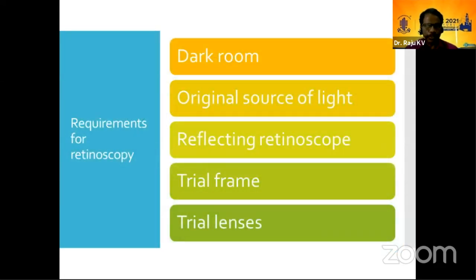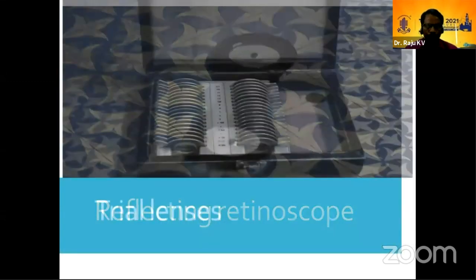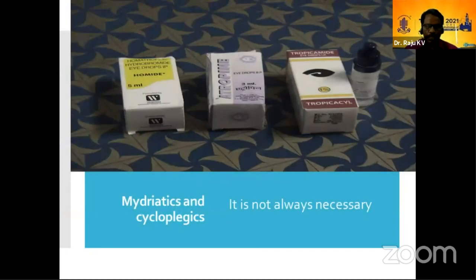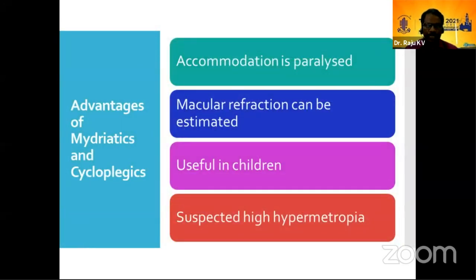So these are the various requirements for doing retinoscopy: a dark room, a source of light, a reflecting retinoscope, a trial frame, and trial lenses. This is a reflecting retinoscope, and these are different trial lenses of different powers, which have to be selected and used. Mydriatics are not always necessary, but if you want, you can use them. The advantages of mydriatics: accommodation is paralyzed, macular refraction can be estimated, and they are useful in children and suspected high hypermetropia.